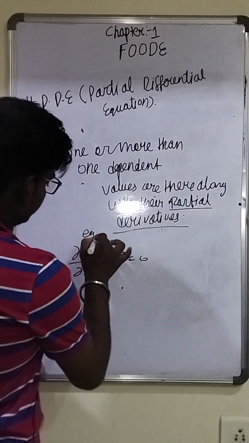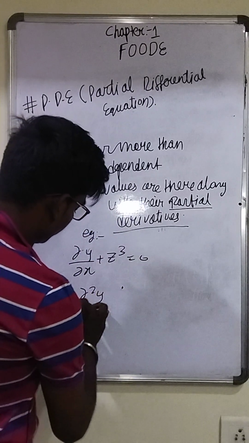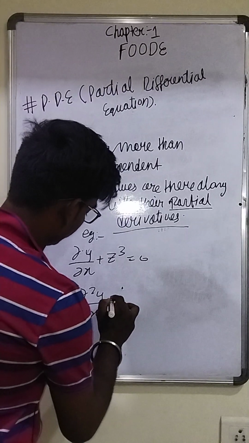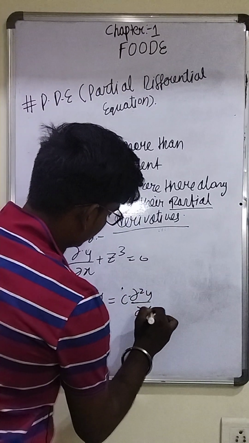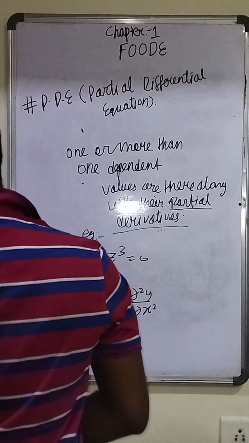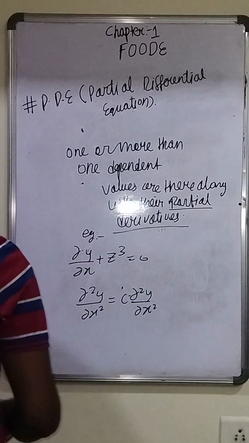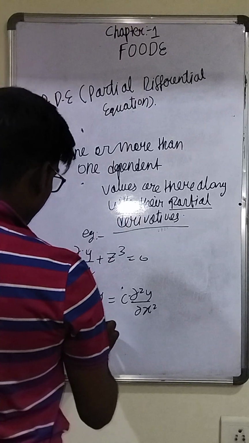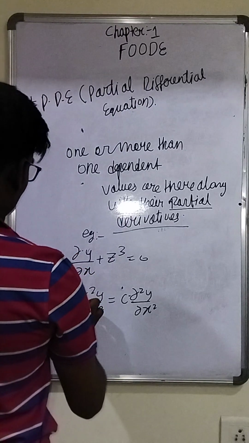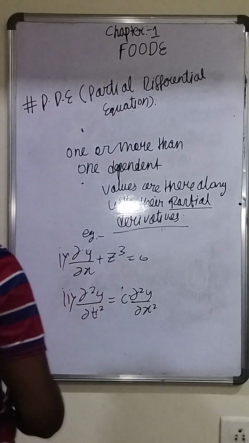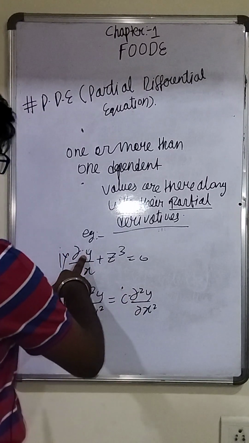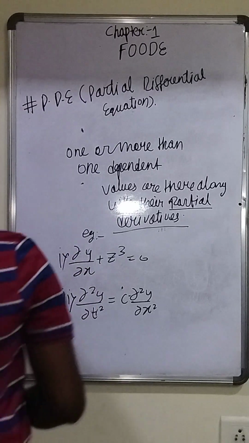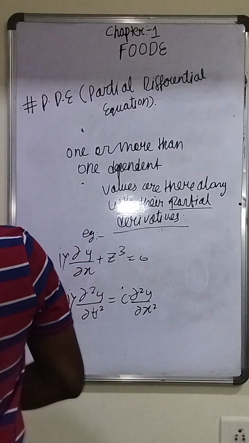For example, del square y by del x square equal to c del square y by del x square. These are some kind of partial derivatives. Don't take x over here, take t. So these are partial derivatives of dependent values. This is dependent on this one. Dependent value.